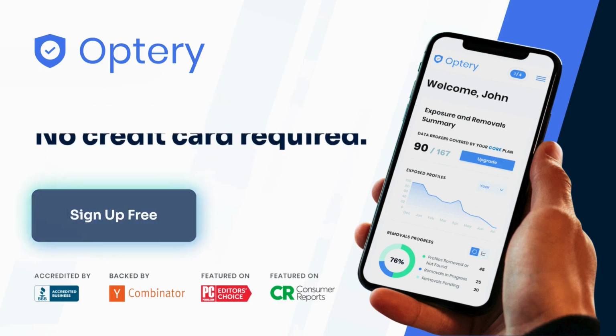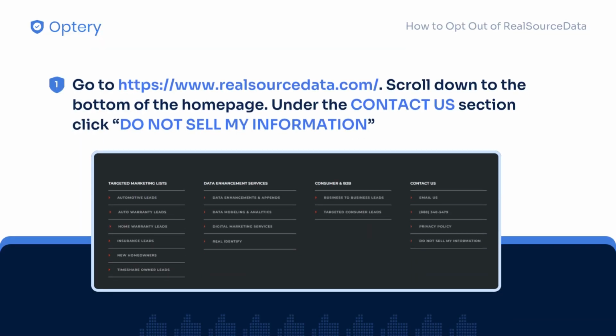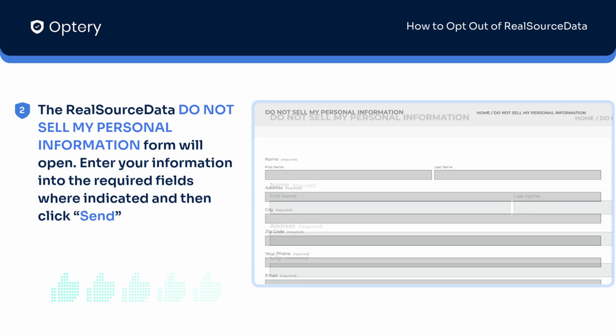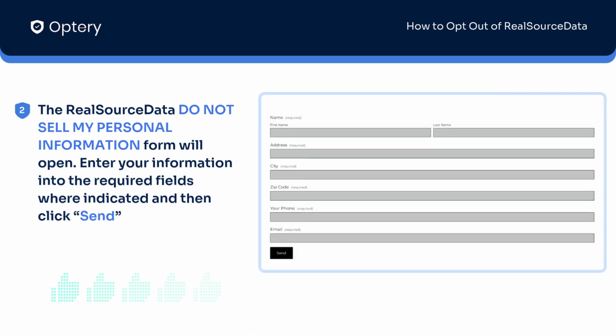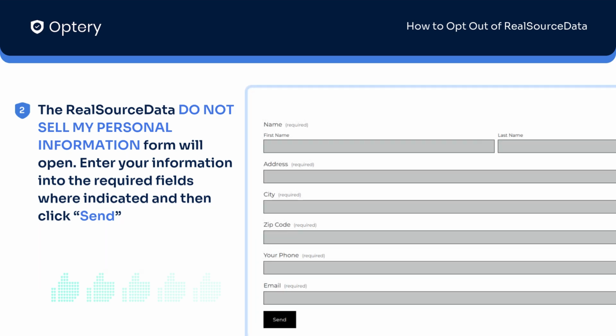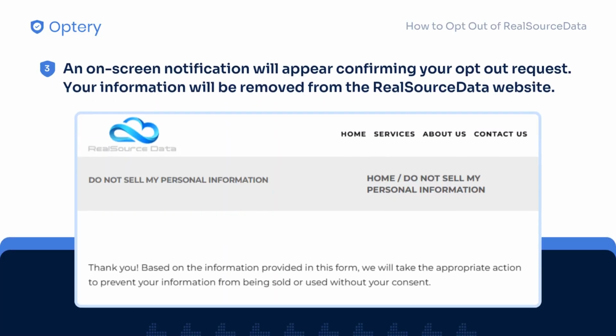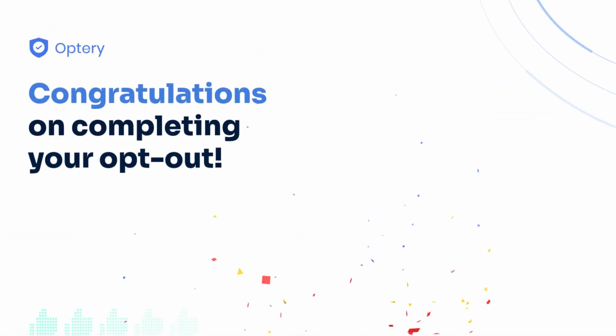Let's jump in. To opt out of RealSourceData, first go to their homepage. Scroll down to the bottom of the homepage and click on Do Not Sell My Information under the Contact Us section. The RealSourceData Do Not Sell My Personal Information form will open. Enter your information into the required fields where indicated and then click Send. An on-screen notification will appear confirming your opt-out request. Your information will be removed from the RealSourceData website. Congratulations in opting out of RealSourceData.